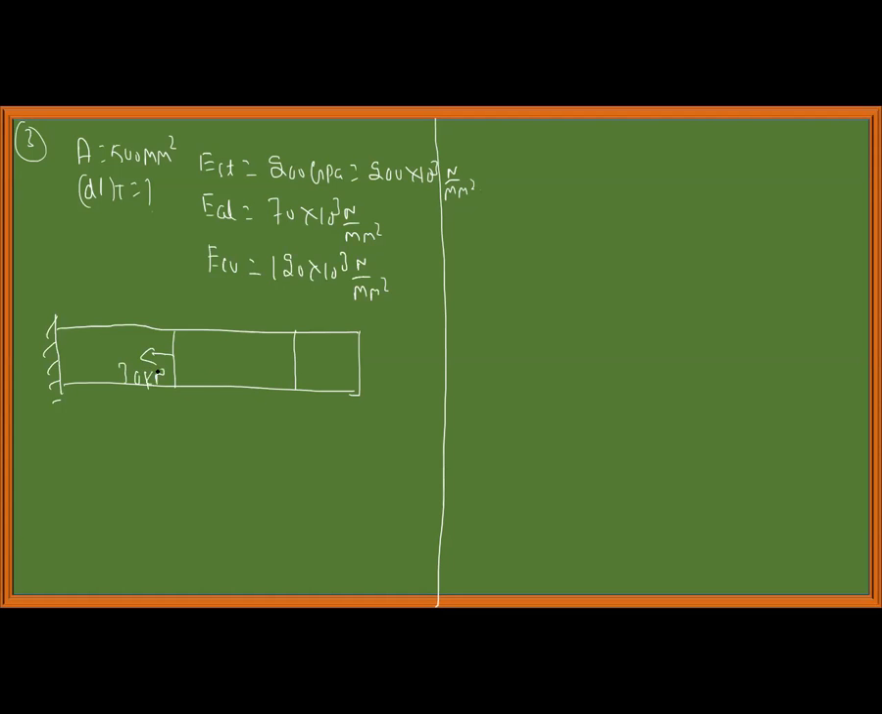30 kilonewton, 80 kilonewton, 50 kilonewton, copper, aluminum, steel. Okay. Now, how do you go ahead and solve this problem?